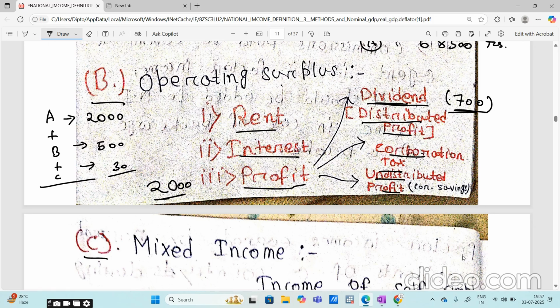The company might think, let me remember, the government has imposed a corporation tax of 300 rupees on us, so we have to pay that tax also, right? So out of this 2000 rupees of profit, the government took a corporation tax of 300 rupees, and the remaining part is saved by the company or the firm, that is 1000 rupees. It is saved by the corporate, it is not distributed among anyone. This is called undistributed profit, or it is also known as corporate saving.